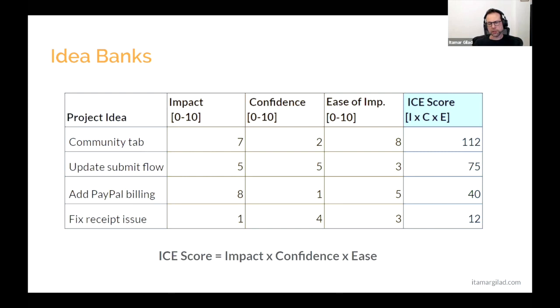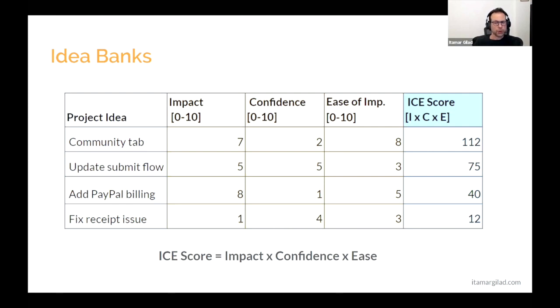Ease basically judges how easy the idea is going to be. If it's going to take 2 weeks, I'll give it a 10 because it's very easy. If it takes me 23 weeks, I'll give it a 2 because it's not super easy. Why these numbers? Because that's my scale. You can create a different scale.